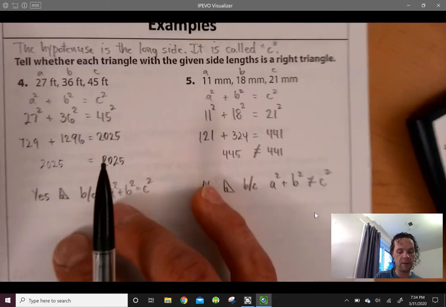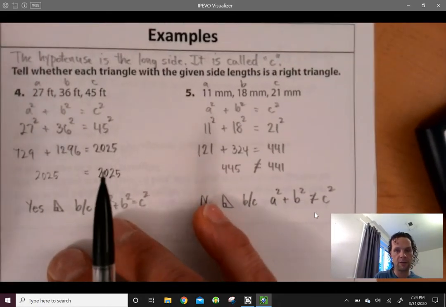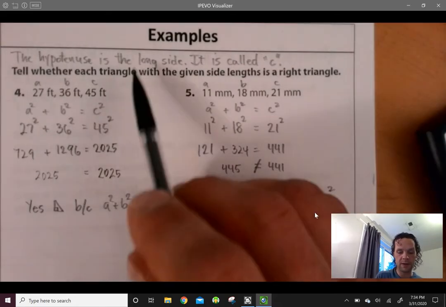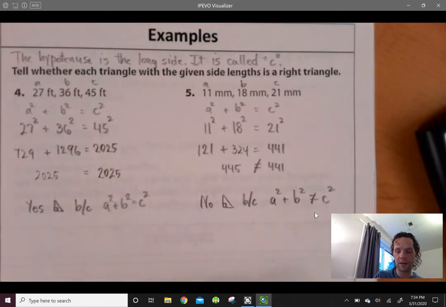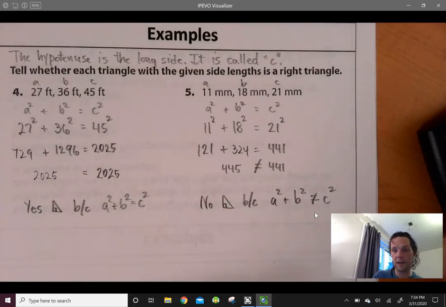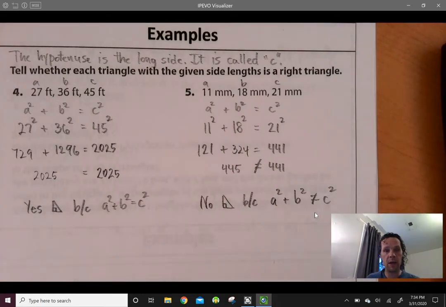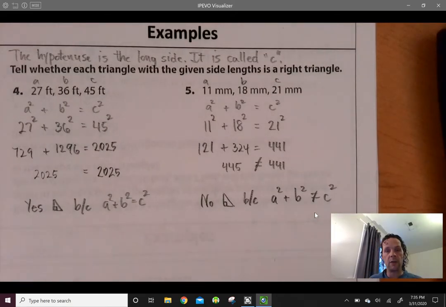You can see I've already got some answers in front of me, right? And I write these things down because the more I write it and say it and see it and do it, the better I understand it. The hypotenuse is the long side. Trying to understand all that new math language.